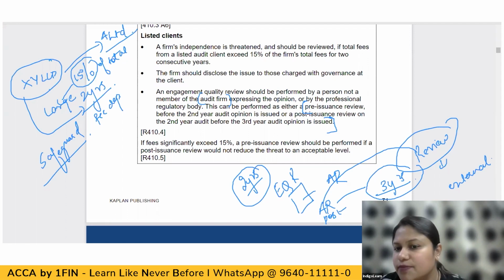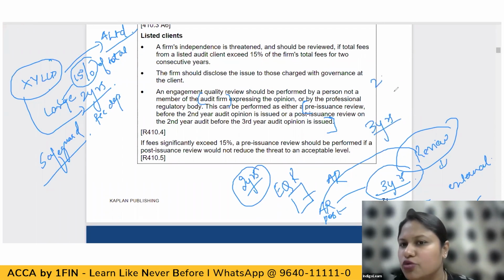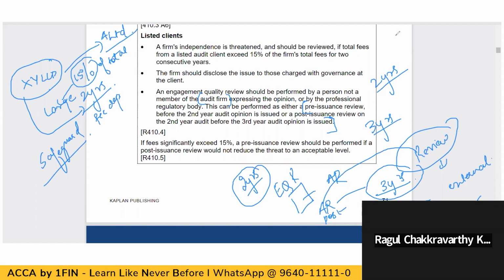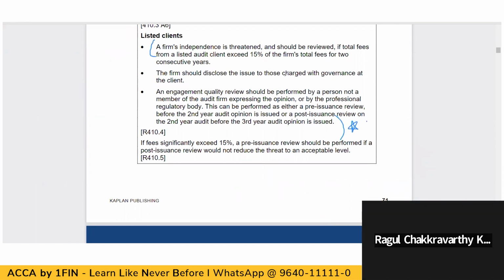So your third year's report will come only and only after the review has been conducted, and the engagement quality control reviewer has told you very clearly that yes, independence is there. That means they have done the work as required by the standards, and independently they have done it. They have not been biased at all. Only then the third year report can be released. Otherwise, you are allowed to do only for 2 years consecutively. Is the concept clear? Understood. So that is a safeguard. Please remember it for the examination. Very, very important.